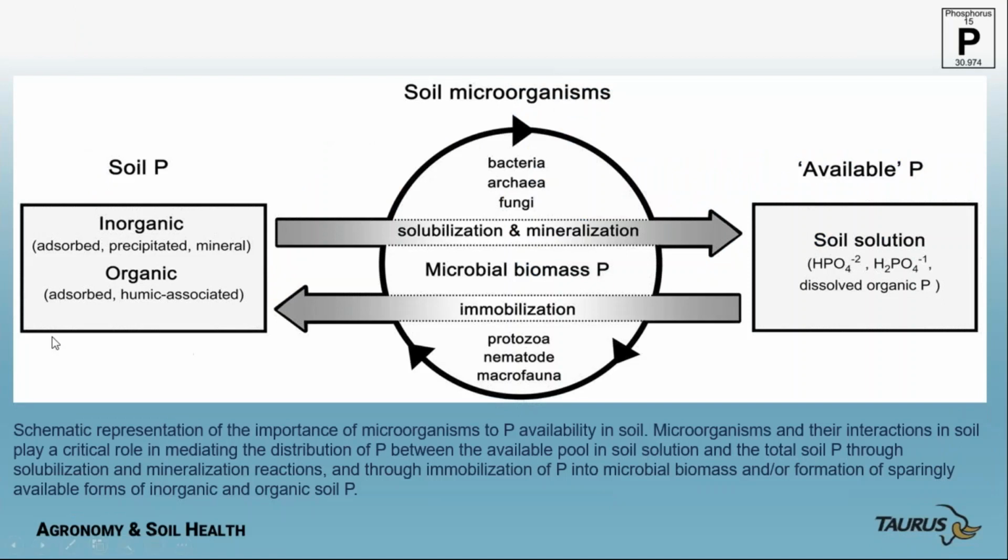So we have inorganic and organic phosphorus that's kind of tied up here. We have microbes working on that all the time to solubilize, and it's immobilizing and mineralizing. And then we have phosphorus in solution, or dissolved P, and that's what the plant can take up. And the microbes are key to releasing that. So when we have microbial activity, we need moisture, we need heat, and we need that organic matter and carbon for them to actually work.